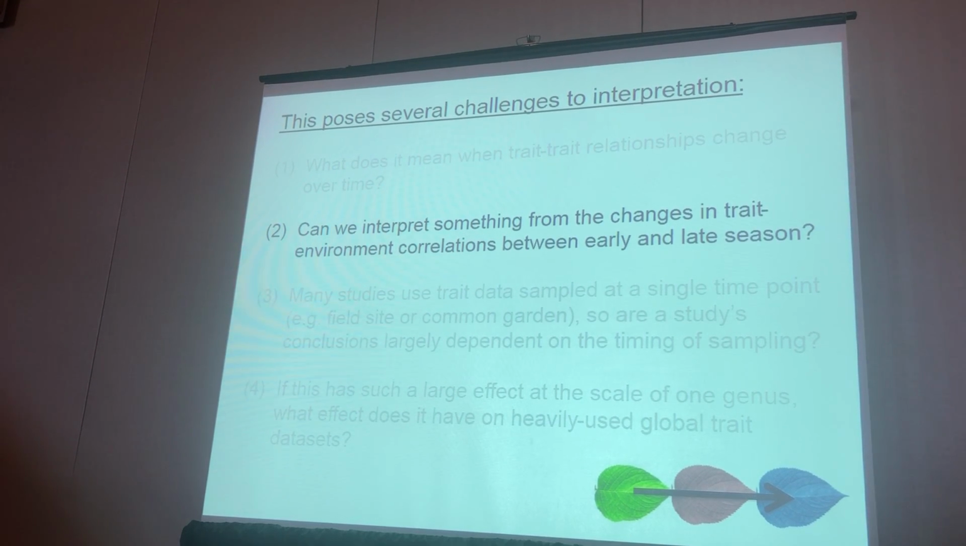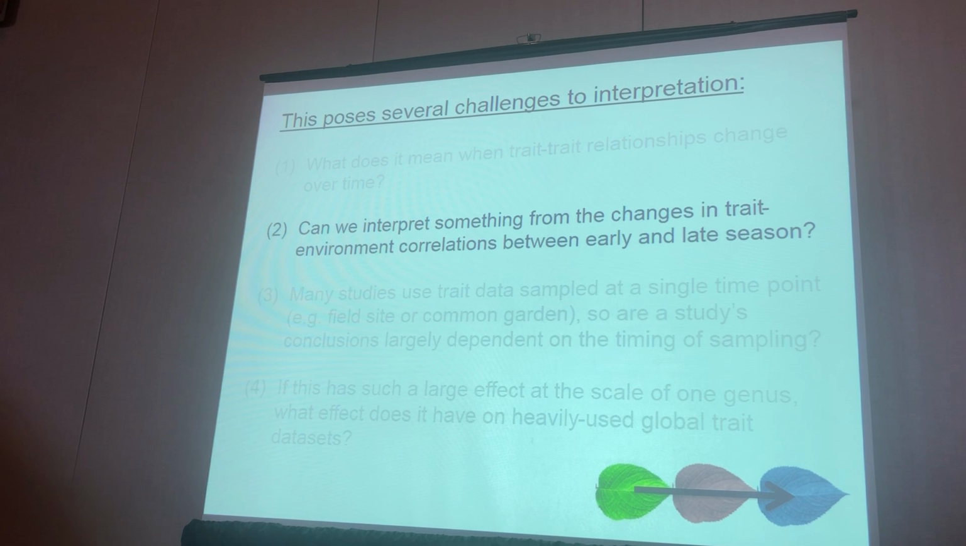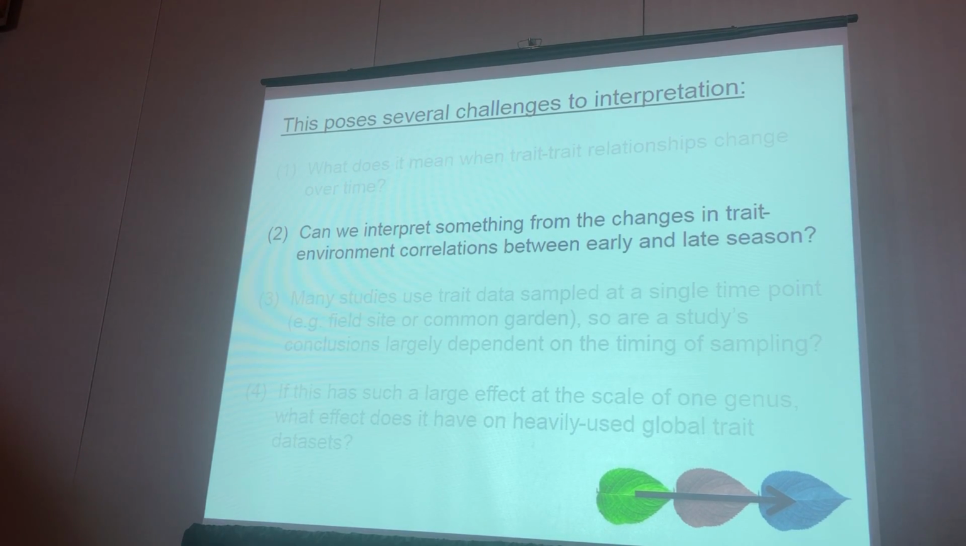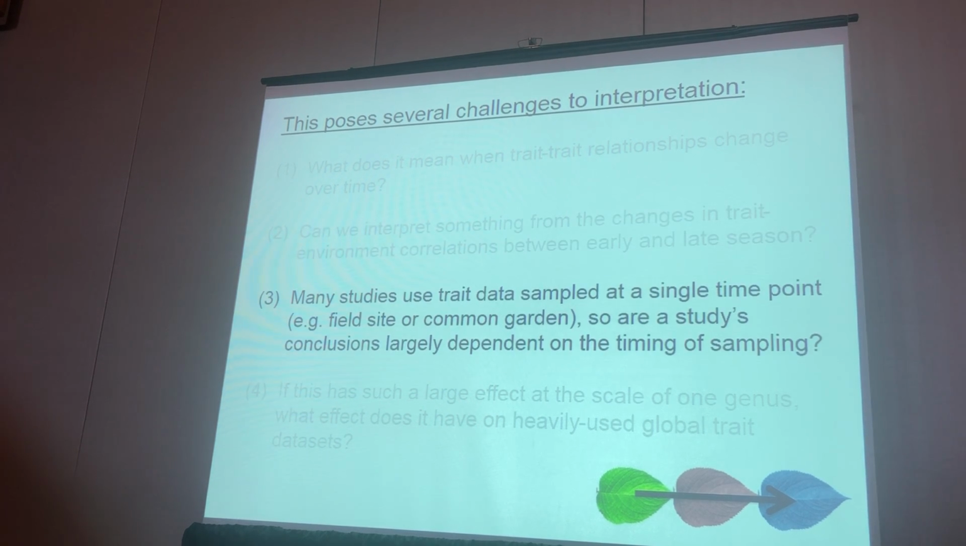Can we interpret something, like for instance, if nitrogen and growing season length flip from the beginning and the end of the growing season, is there something we can infer biologically from that, or not? Can we? I'm not sure, statistically, whether we can. That's kind of a lot of things to wrap your head around.